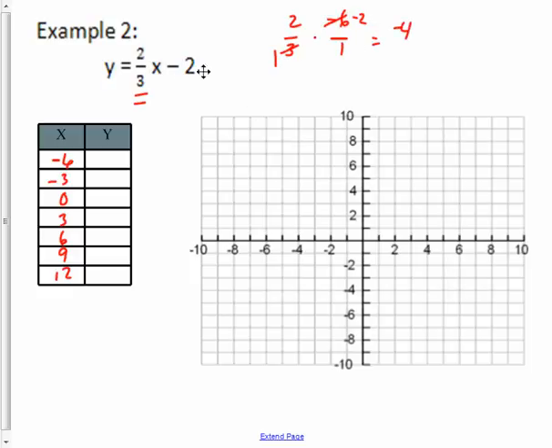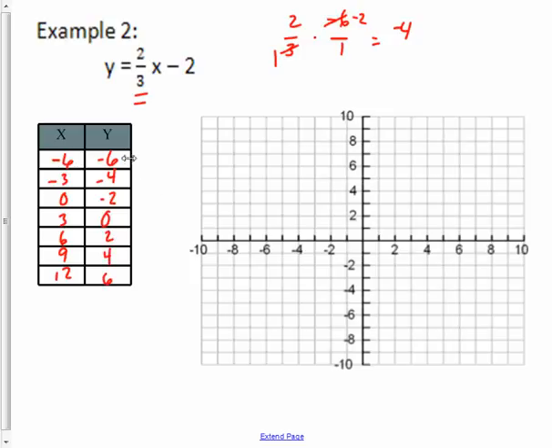And then I have to subtract 2. So I'm going to get a -6. And then when I do the same thing with a -3, I know my 3's are going to cancel, but it's still going to be negative. So I'm going to have -2 minus 2, which is -4. And then I'm putting a 0 in. 0 minus 2 is -2. And notice here my pattern is that I'm increasing by 2. So I know the next one's going to be 0, and then I'm going to go 2, 4, 6.